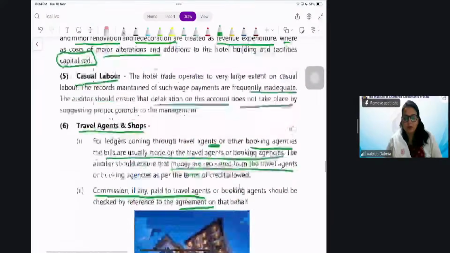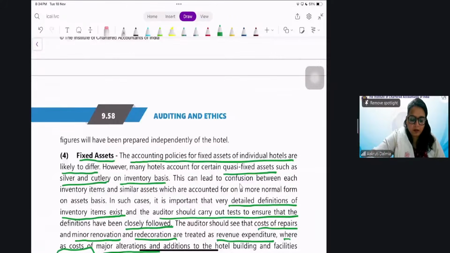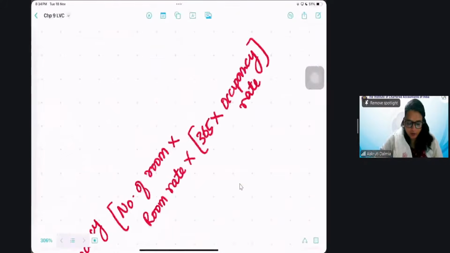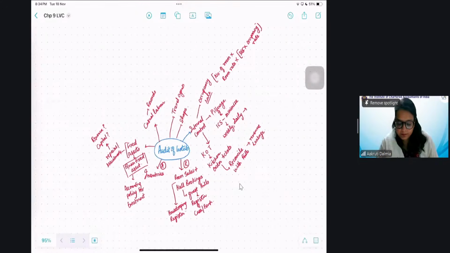That's it. So we are done with the audit of hotel, everyone. Clear? The same we have done quickly and in short here. Done, everyone?